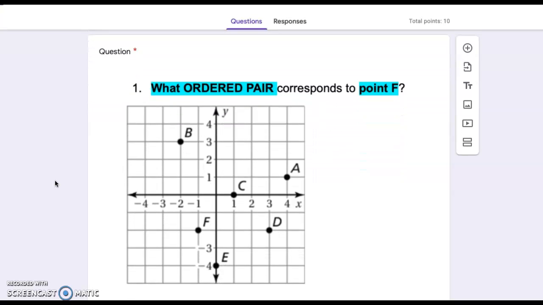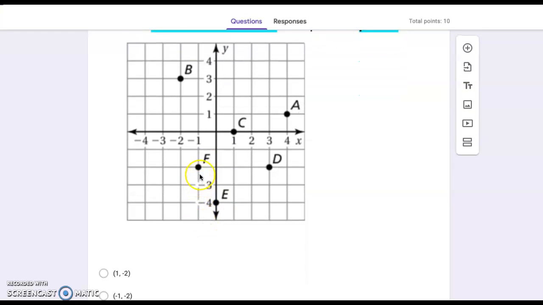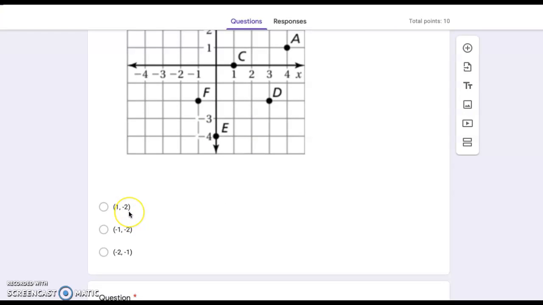Number 1. What ordered pair corresponds to point F? So look for point F on the coordinate plane and look for the ordered pair that corresponds to that. What is the ordered pair for point F? Is it 1, -2, -1, -2, or -2, -1?